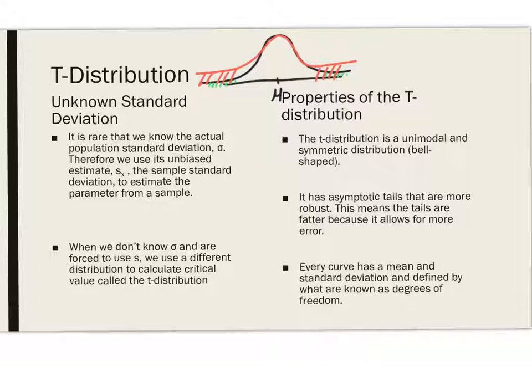And this t curve is based off of its sample size. And every sample size, every t curve, is going to be defined. It's going to have a mean and a standard deviation, but it's going to be defined now by these things that we call degrees of freedom.